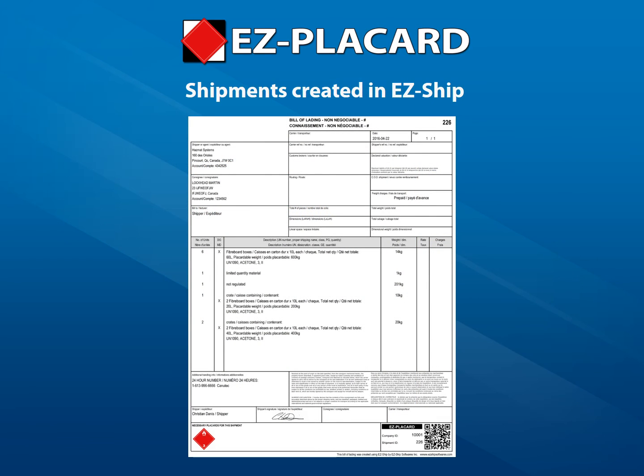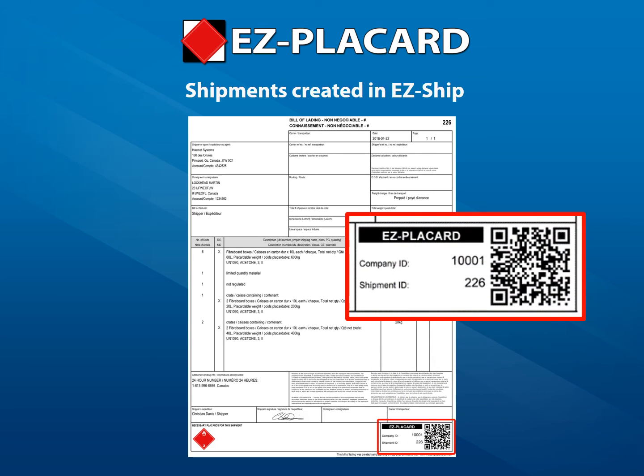Should you be picking up a shipment for which shipping papers were created using our EZ-Ship software, you can add the shipment to your virtual truck in a matter of seconds without having to re-enter all the items one by one. If a ground declaration or bill of lading was created using EZ-Ship, you will notice on the bottom right corner of the document a QR code as well as the company ID and shipment ID of this particular shipment. You then have two options to add the shipment to your vehicle.